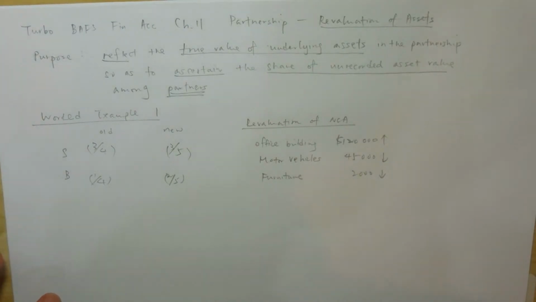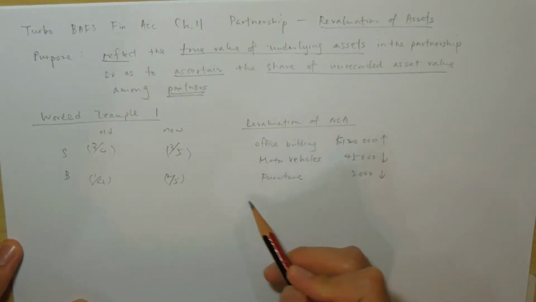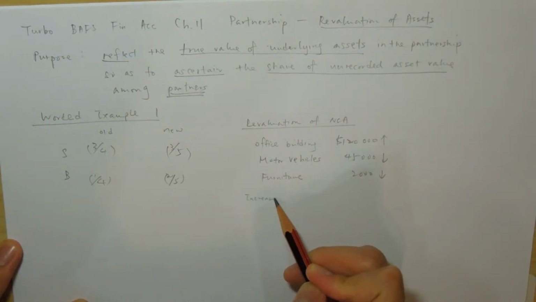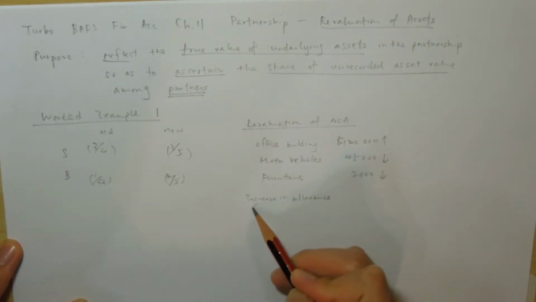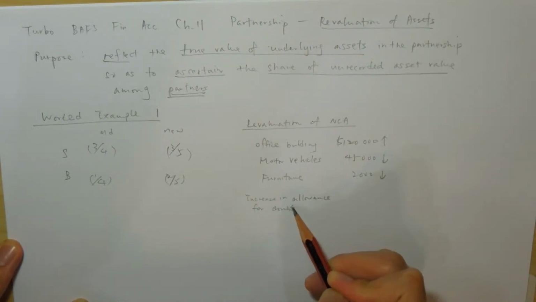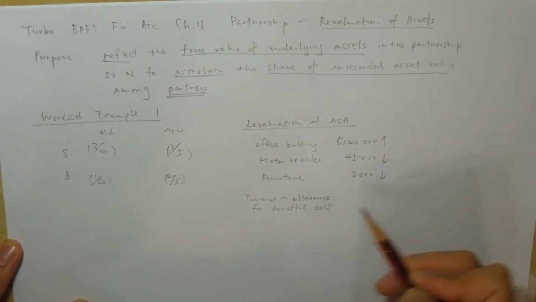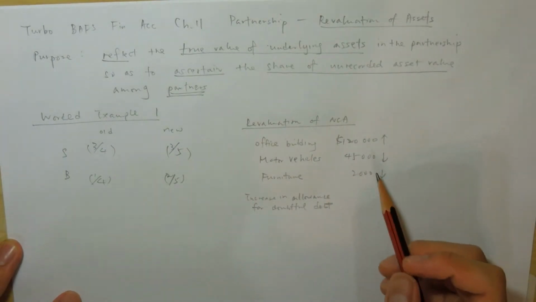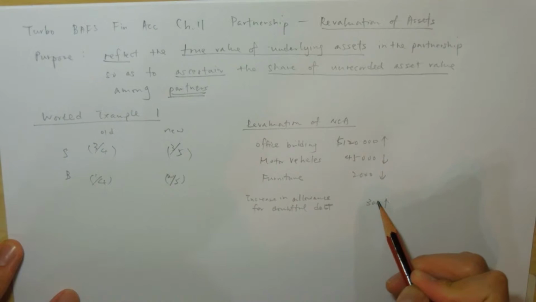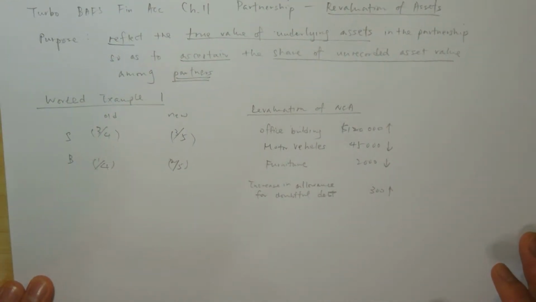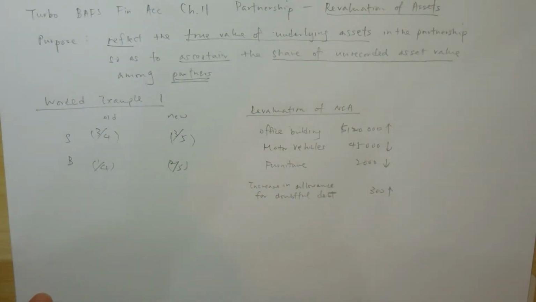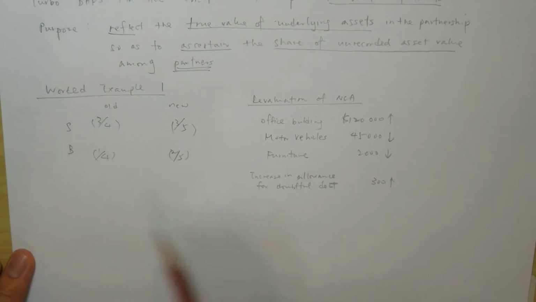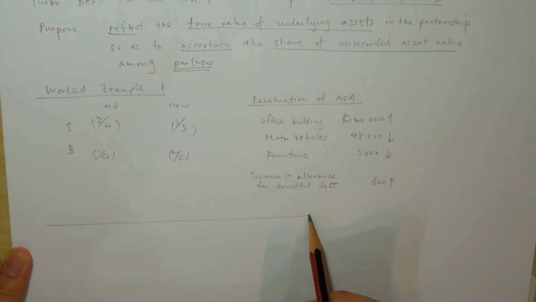Okay, and also one more point related to the allowance for doubtful debts. There is an increase in allowance for doubtful debts. The amount should be 300. Okay, under this situation, we have to prepare the revaluation account. So for the revaluation account, it works like this.